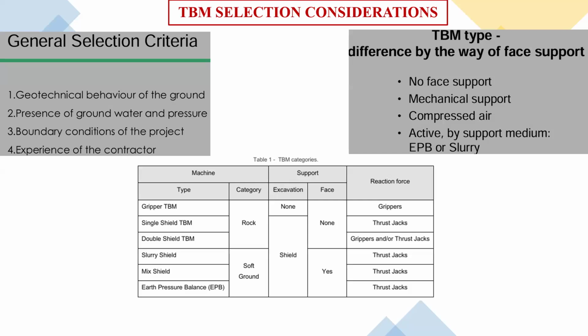So you can see there is a table 1 where you have given that if I go for a rock condition, so if it is a very hard rock, I can go with a gripper TBM. If I need thrust jacks, that is, I need to take the thrust for the TBM segments in a rock type of ground condition, then I will go to a single shield TBM. If I need a gripper and the thrust jack both combination, then I can go with a double shield TBM. If I go for a soft ground condition, then either I can go with a slurry shield, I can go with a mixed shield, or I can go with an earth pressure balance machine.